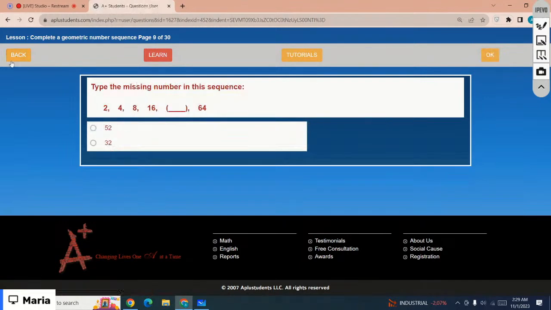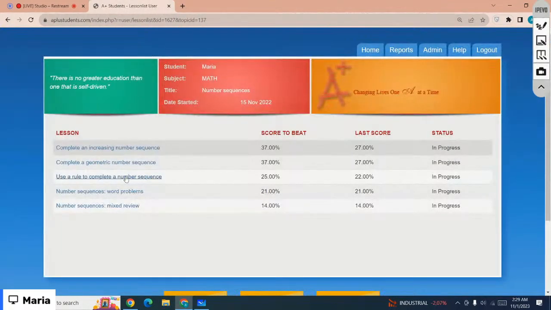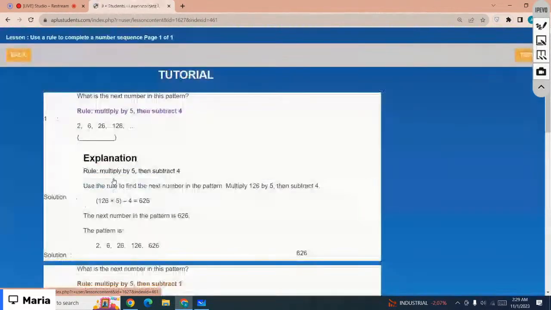And the next lesson is use a rule to complete a number sequence, right? You are given a rule. Basically, you have to now follow the rule and complete the pattern. Just look at the example, which is the next number in the pattern. You are given the rule multiply by 5 and then subtract 4. That means you need to multiply the previous number by 5 and then subtract 4.